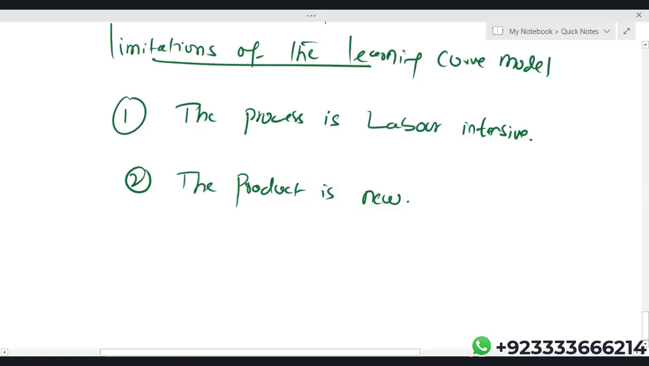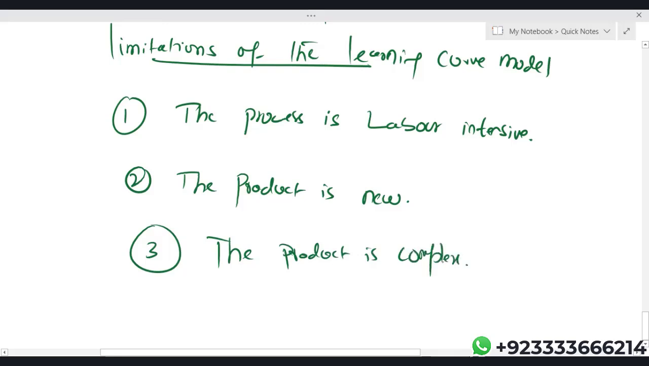Another thing is the product is complex nowadays. It's not so simple. The production process of the product is complex. So to a certain extent, learning curve will give you the benefit, but not beyond that, because the production process is very complex.